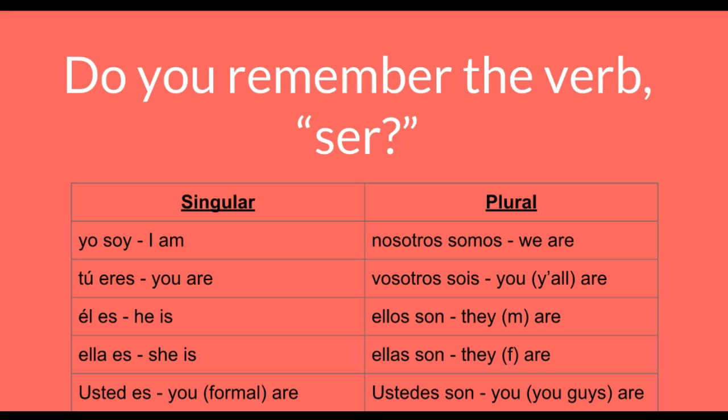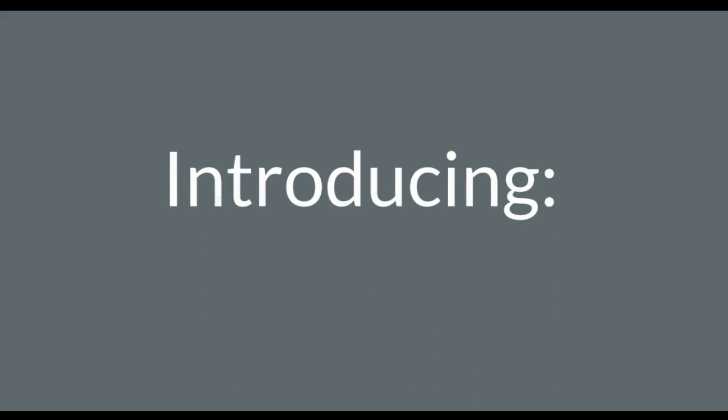These are different ways we change the verb ser to show that someone is or a group of people are a certain way. So the conjugations we used with ser were yo soy, tú eres, él, ella, or usted es, nosotros somos, vosotros sois, ellos, ellas, ustedes son. Today we're going to talk about a new verb that also means to be, and this verb is estar.